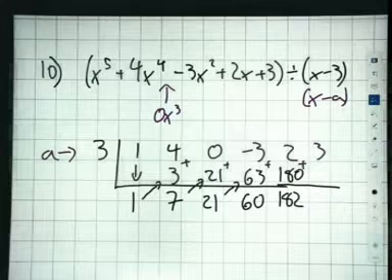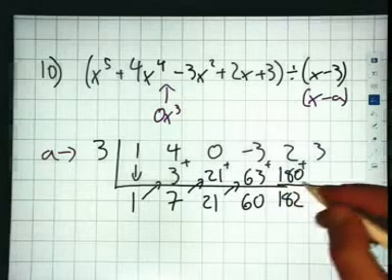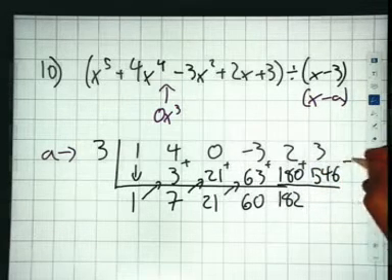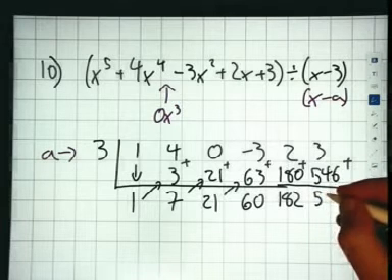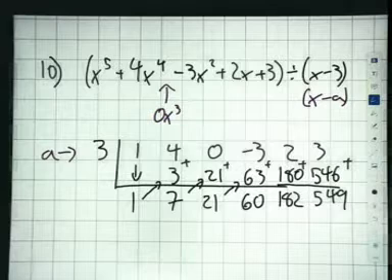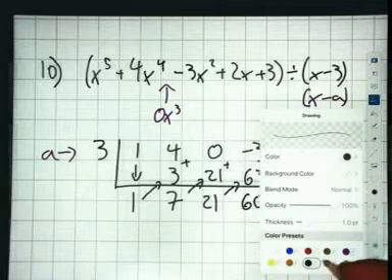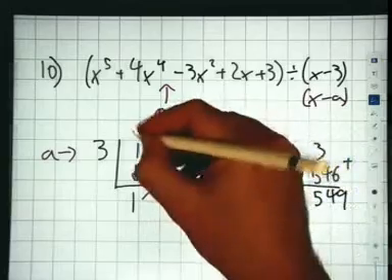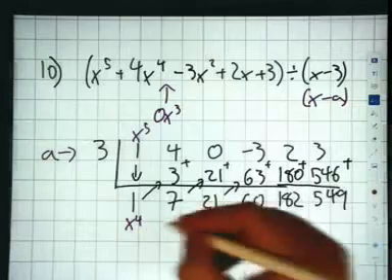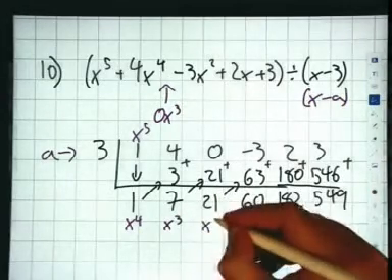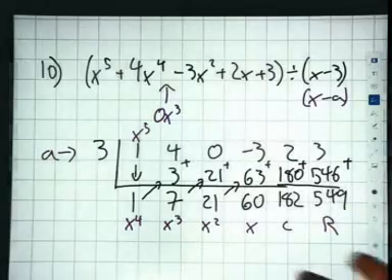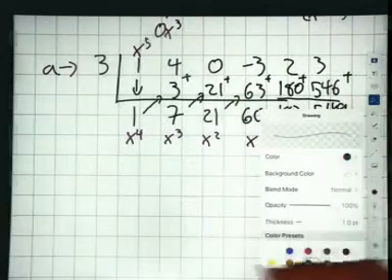And then 182 times 3 is going to be 546. I used my calculator there. I'm going to add, and that's going to be 549. So remember what this all means. If this was our x to the 5th, you drop a degree. So this is our x to the 4th, x to the 3rd, x squared, x, our constant, and this will be our remainder. So how do we write our final answer?